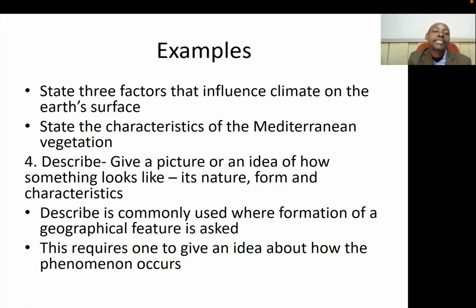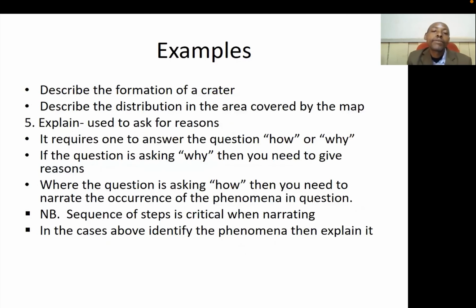The fourth term is describe, which requires you to give a picture or an idea of how something looks like, that is in terms of its nature, form, and characteristics. Describe is commonly used where information of a geographical feature is asked in question 1. So this requires one to give an idea about how the phenomenon occurs. So for instance, describe the formation of a crater. Describe the distribution in the area covered by the map.